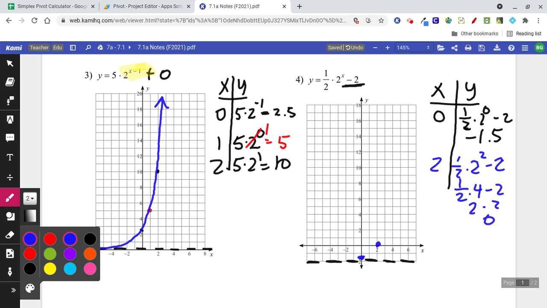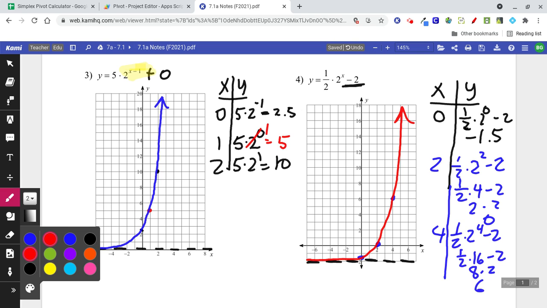Right there. And you plug in something else. Plug in whatever you want. Plug in 4. If you wanted to plug in 4, you could. 1/2 times 2 to the 4th minus 2. 2 to the 4th is 16, so we have 1/2 times 16 minus 2. That's 8 minus 2, that's 6. So 4 comma 6. Notice it's still going to be the same pattern, the same shape. Flat on the left side. And then it spikes up. Exponential growth.